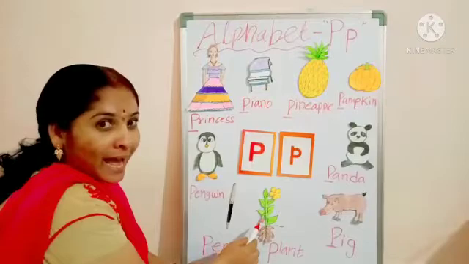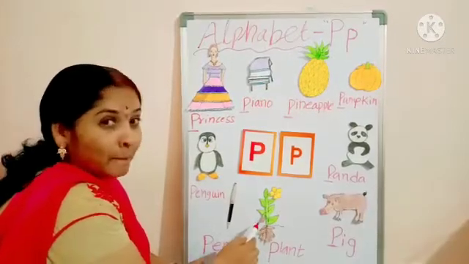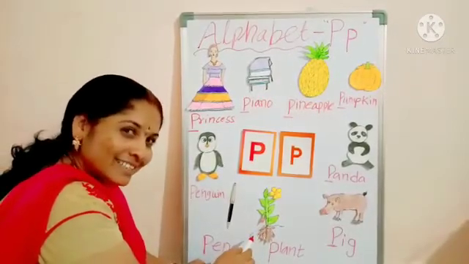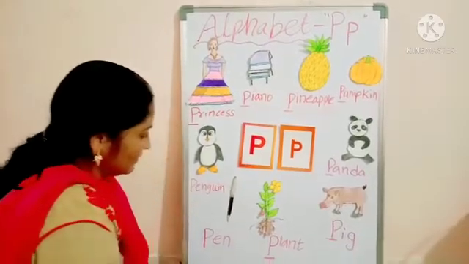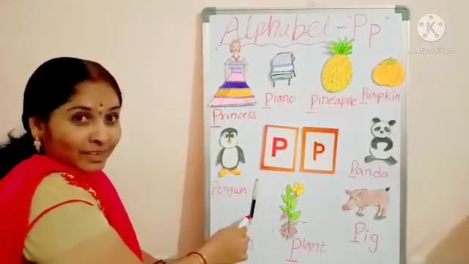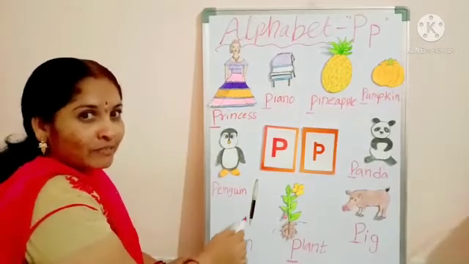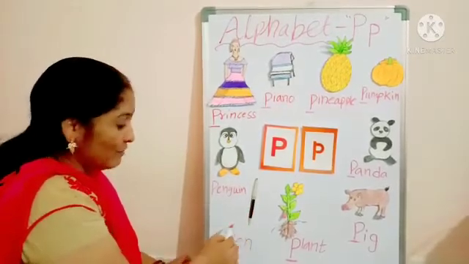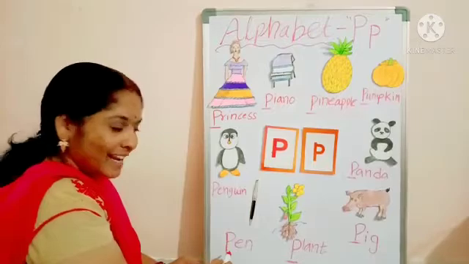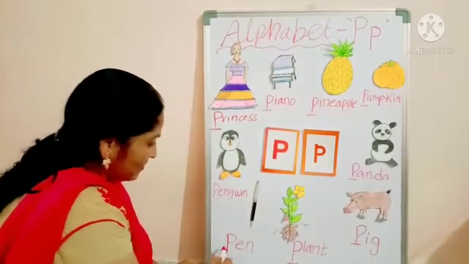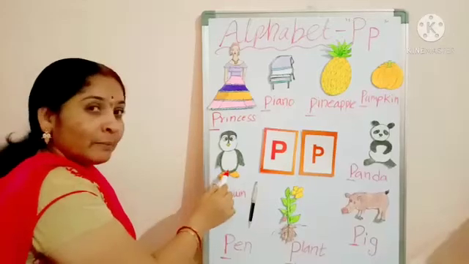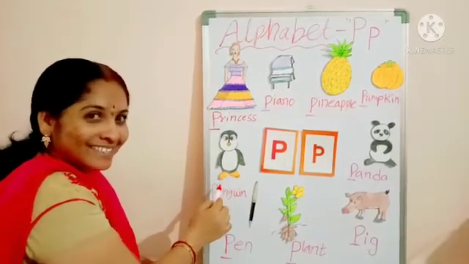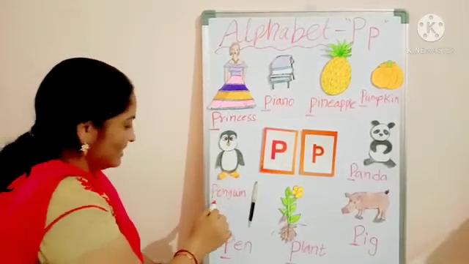P for plant. Plant first letter P. P for pen. Pen first letter P. P for penguin. Penguin first letter P.